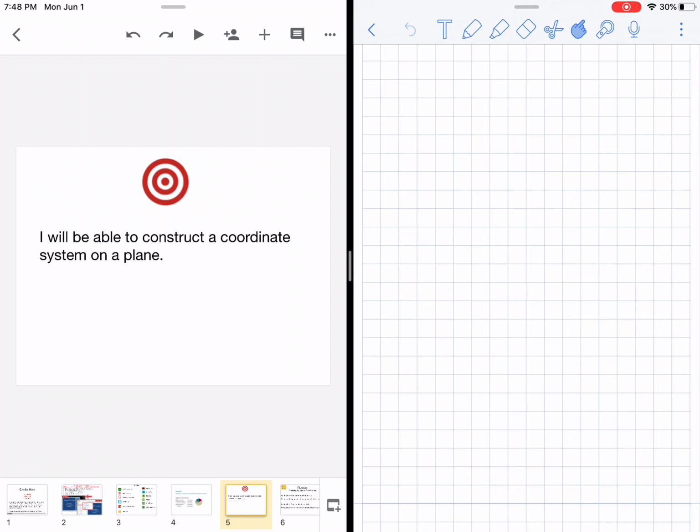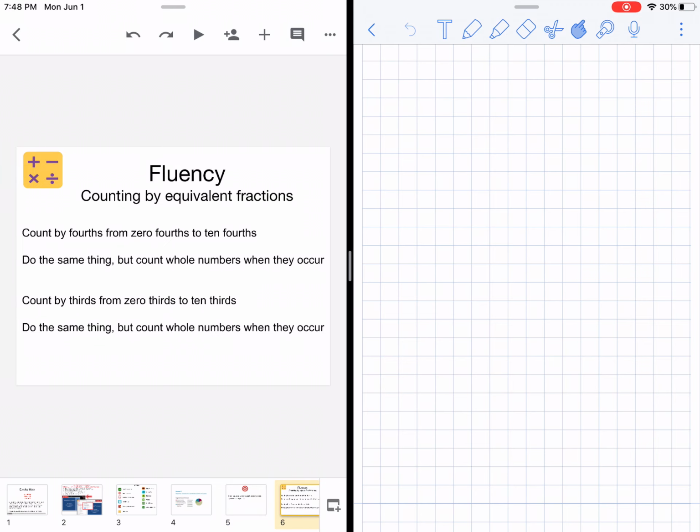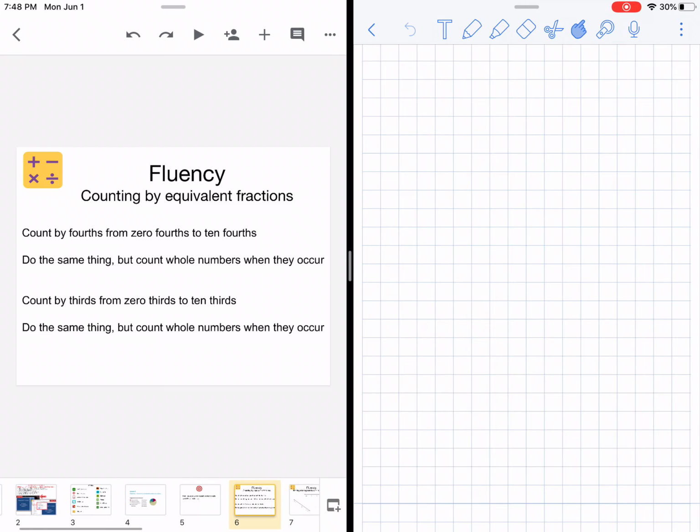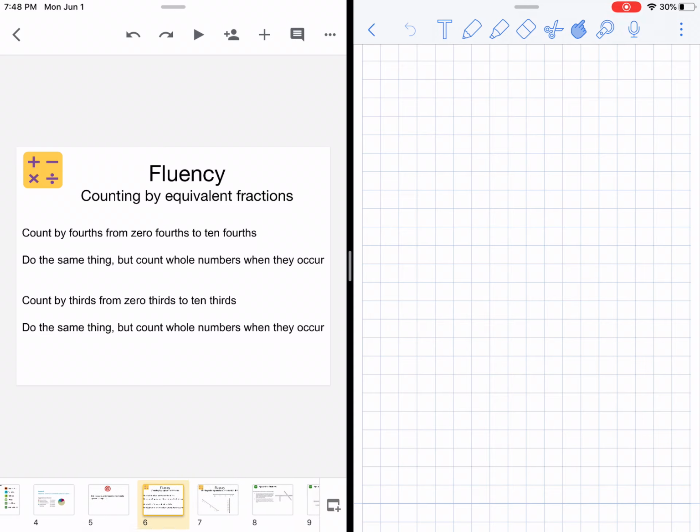We are going to move on to fluency. If you would like to do this fluency, go ahead and pause the video to copy down. Here we go. Count by fourths from 0 fourths to 10 fourths. Do the same thing, but count whole numbers when they occur. Count by thirds from 0 thirds to 10 thirds. And then do the same thing again, but count whole numbers when they occur.